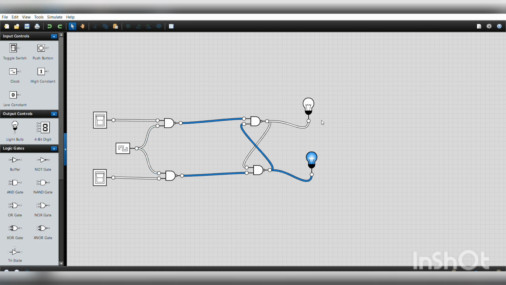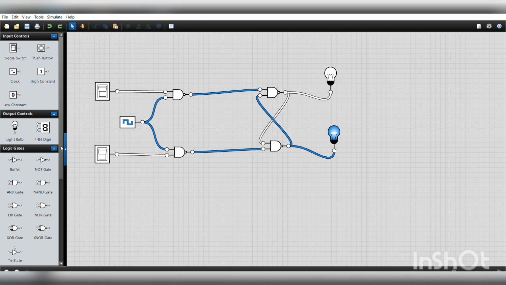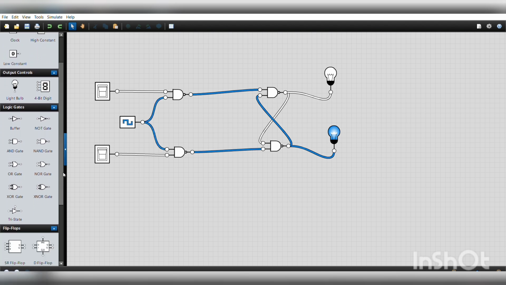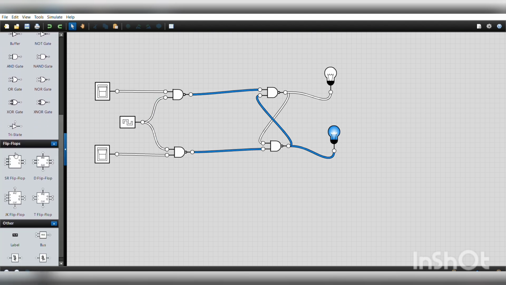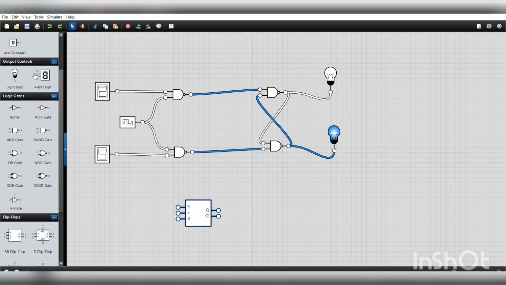So this is the circuit diagram implementation of RS flip-flop or SR flip-flop. Now let us see the logic symbol or the logic representation of the RS flip-flop. When you scroll down the tool access bar, you can see flip-flops. I'm getting an SR flip-flop from there, and it shows 3 inputs and 2 outputs, right? For the 2 outputs, I am going to connect 2 light bulbs.